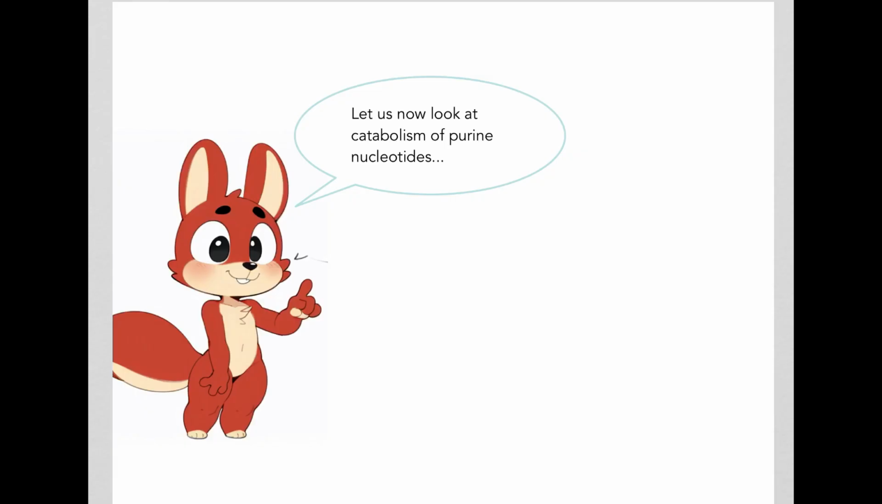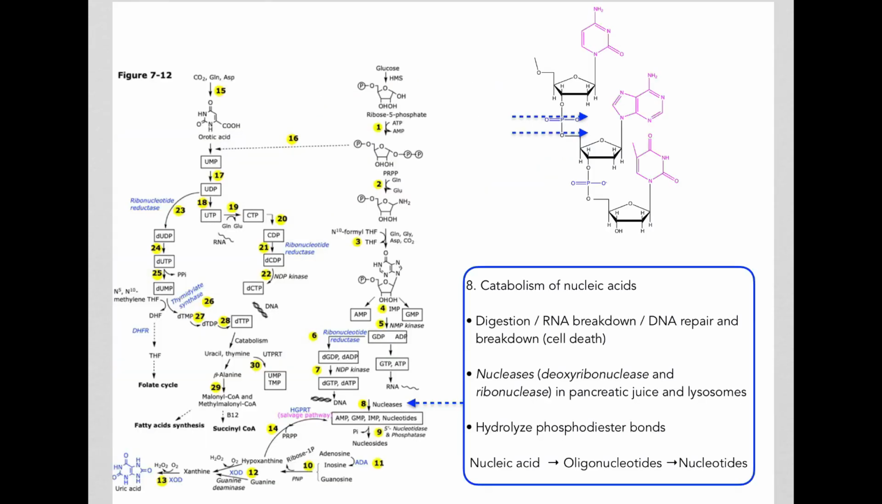Now let's look at the catabolism, the breakdown of purine nucleotides. Nucleic acids are broken down during several processes. During digestion, we see RNA and DNA will be broken down in the small intestine. RNA is broken down all the time in cells. DNA is broken down mostly when the cell dies, and some parts of DNA are broken down during repair. And of course, when the cell dies, there is a breakdown of DNA as well as RNA.